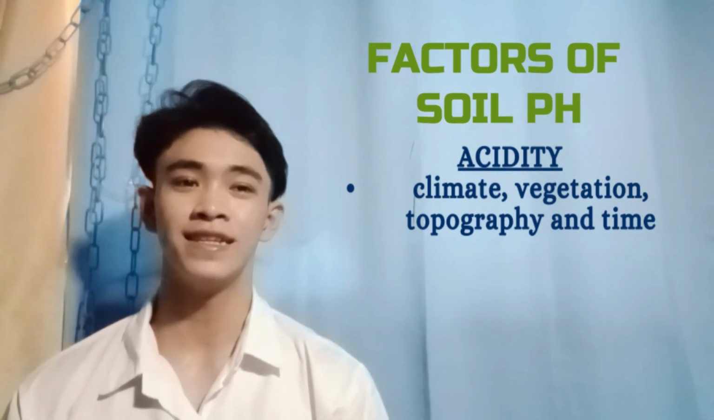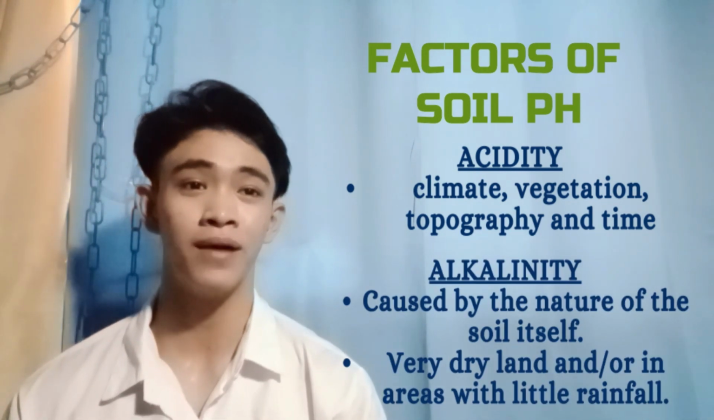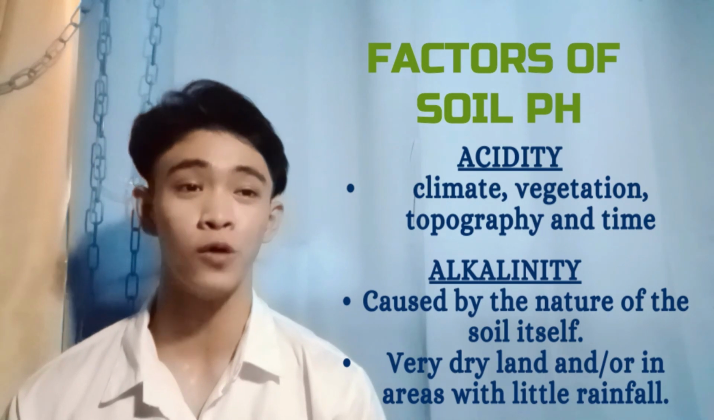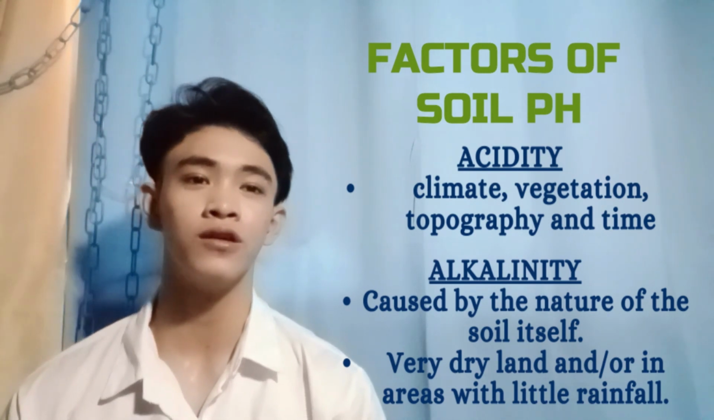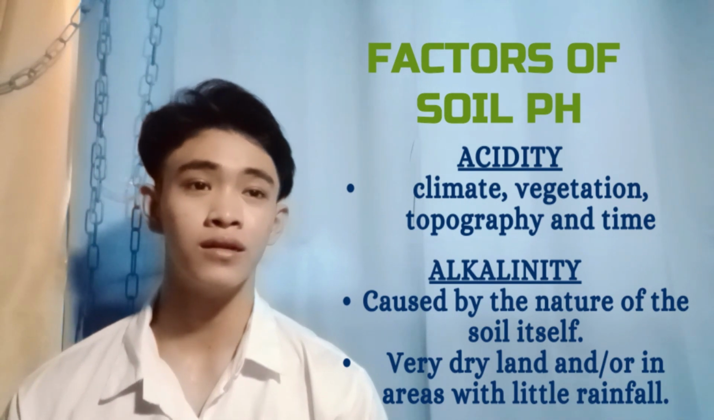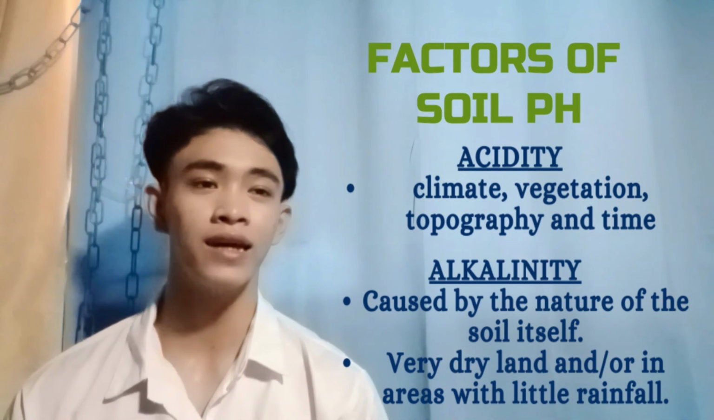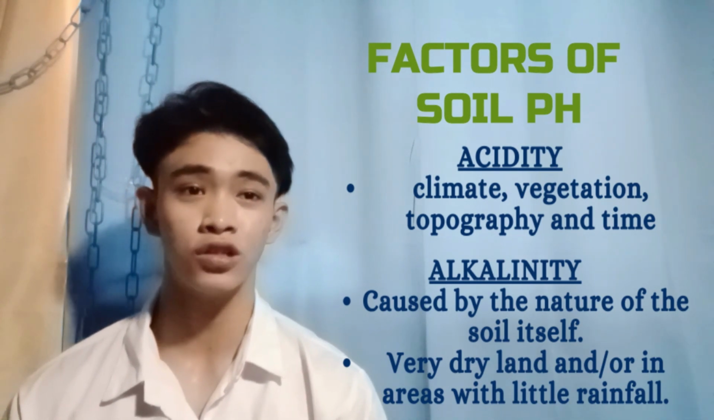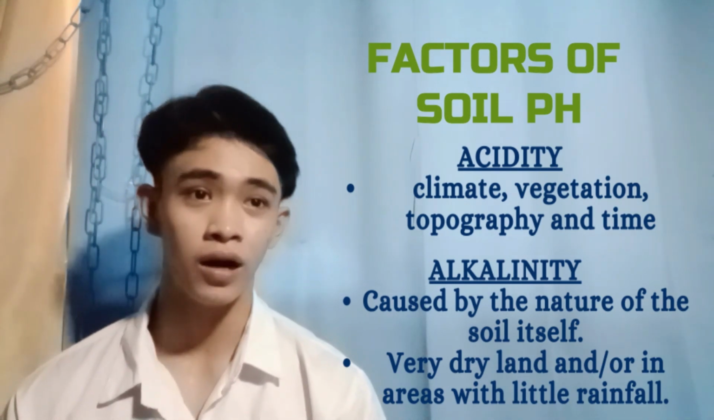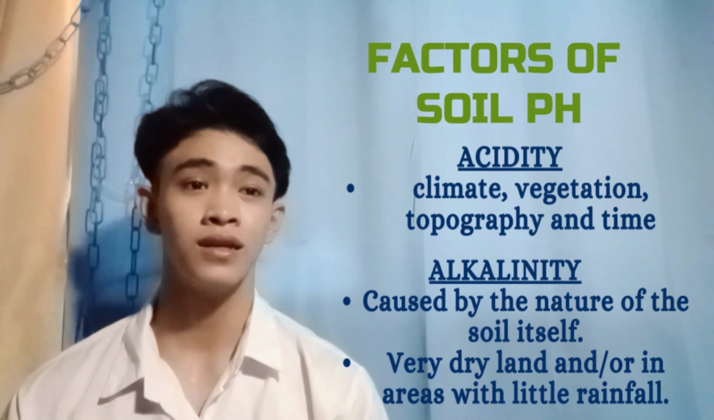The next factor is alkalinity. Soils become alkaline for a variety of reasons. They may be located in very dry areas with little rainfall. The alkalinity might be caused by the nature of the soil itself, or it may result from receiving water that contains highly alkaline substances such as calcium or magnesium carbonate.